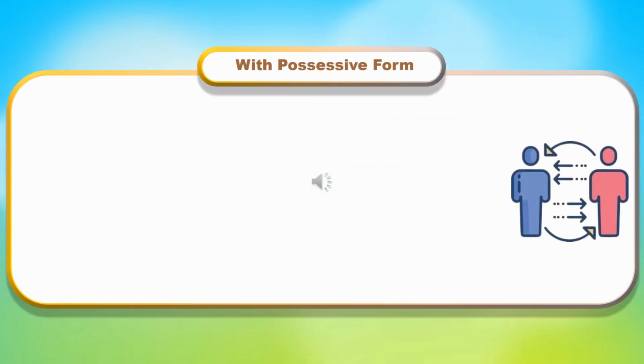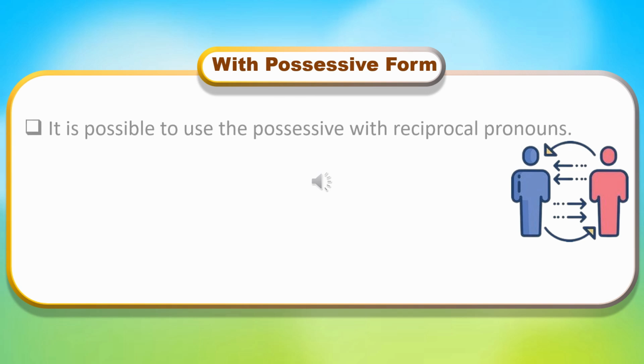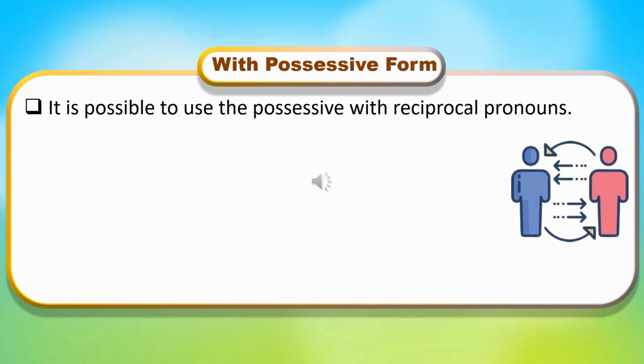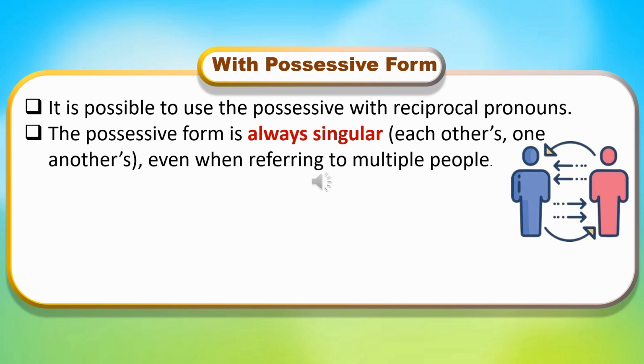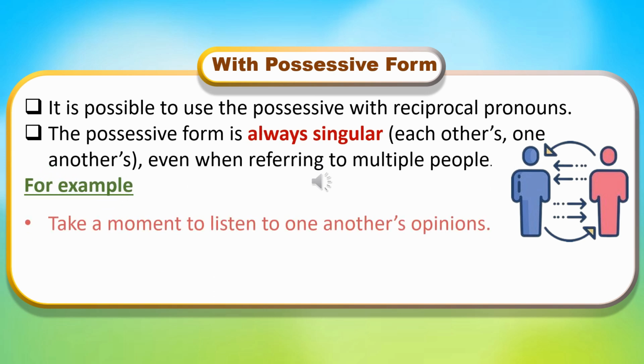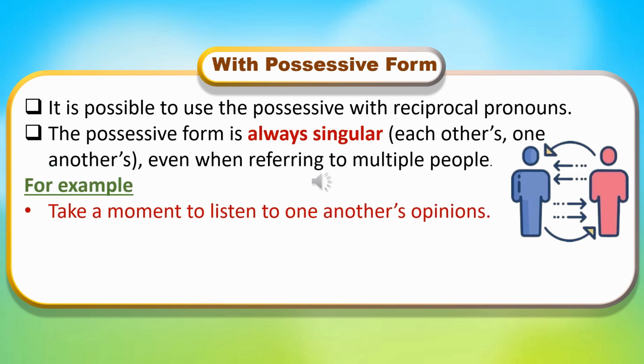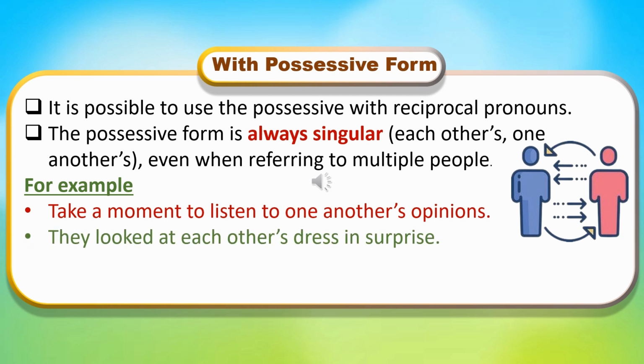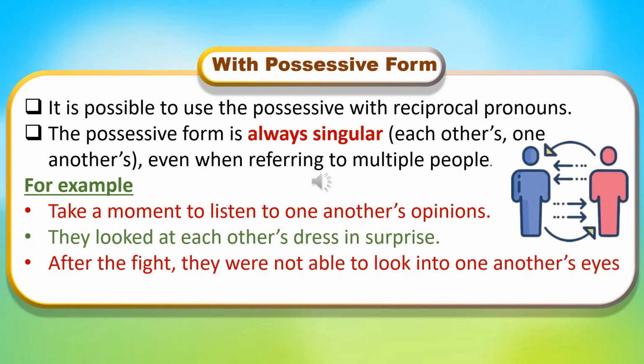Reciprocal pronouns form possessives by adding 's, creating each other's, one another's. The possessive remains singular, 's, even with multiple people. Examples: 1. Take a moment to listen to one another's opinions. 2. They looked at each other's dress in surprise. 3. After the fight, they were not able to look into one another's eyes. Why this matters: the singular possessive maintains grammatical consistency regardless of subject number.